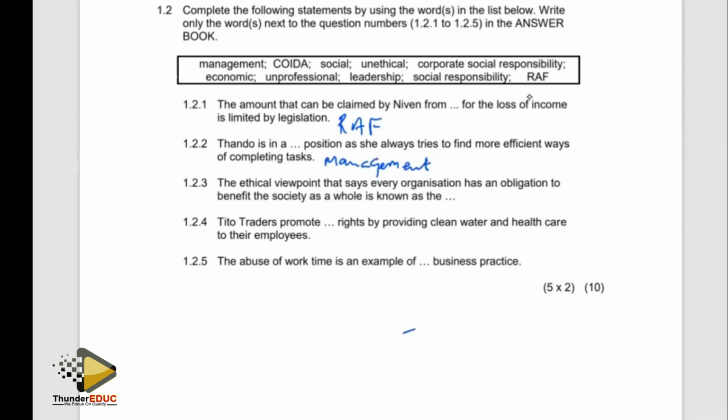Okay, right. Now let's check 1.2.3. The ethical viewpoint that says every organization has an obligation to benefit the society as a whole is known as dash. That is going to be social responsibility. Okay, right. Now let's check 1.2.4. It reads as follows. Did the traders promote dash rights by providing clean water and healthcare to their employees? It means that they were addressing the issue of social. Okay, right. Now let's check 1.2.5. The abuse of work time is an example of dash practice. This is nothing but unprofessional business practice.